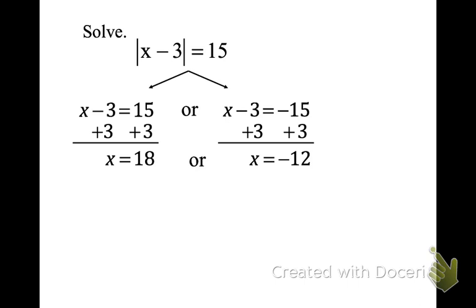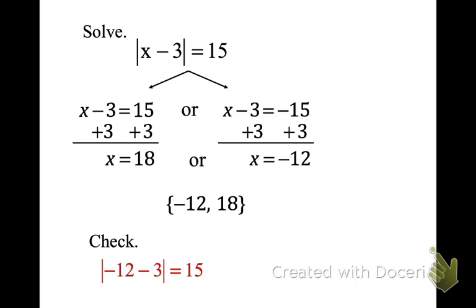Now you should be able to check these. Put the solutions in the absolute value. Is negative 12 minus 3 negative 15? Is this a true statement? Yep, because the absolute value of negative 15 is 15, so 15 equals 15. You should be able to check that. Try the 18 too. Is that a true statement? It works. Okay, questions? Okay, next.